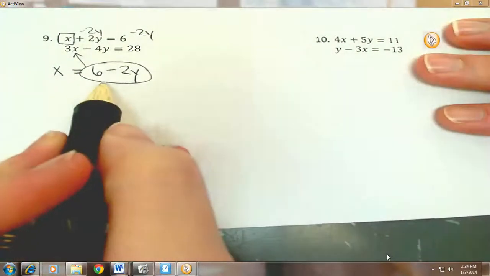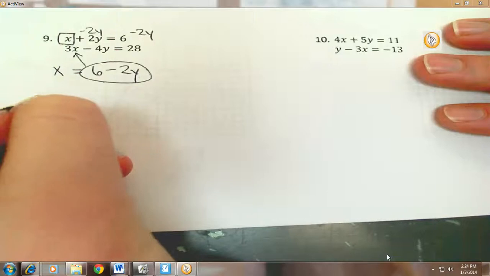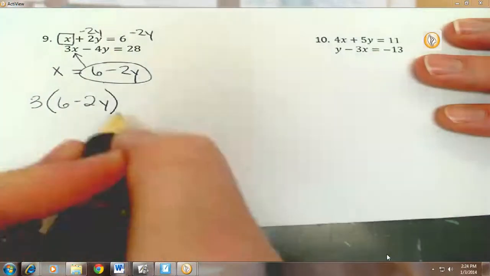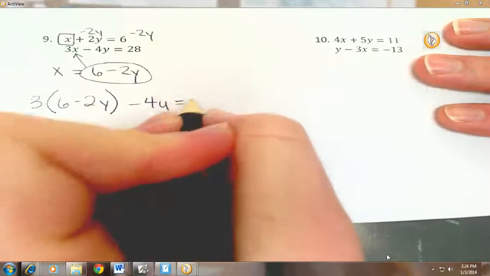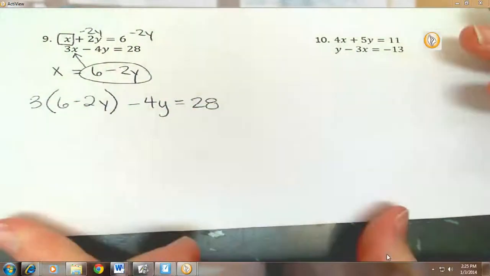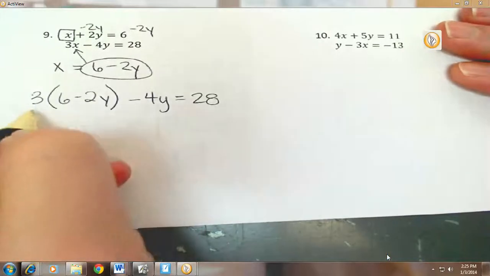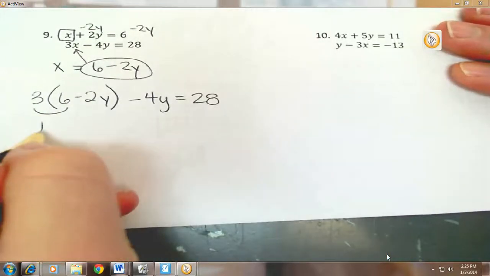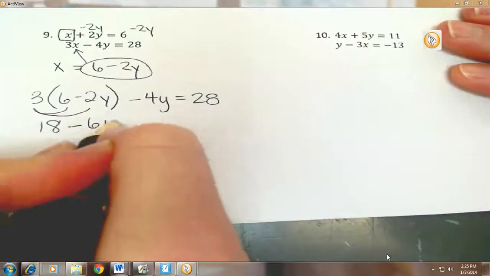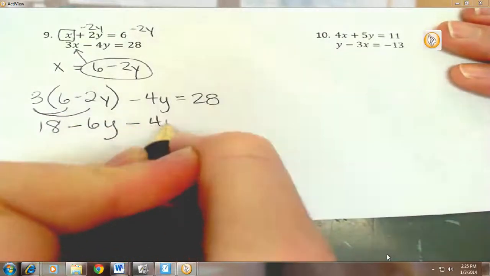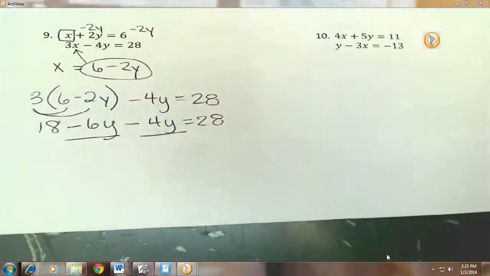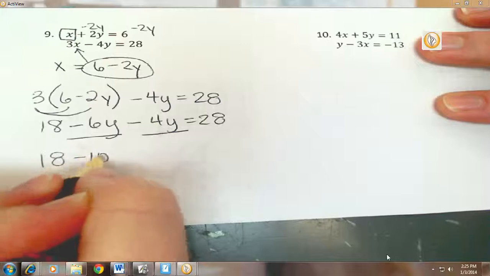So let's substitute 6 minus 2y in for x. We have 3 times. Notice I am using parentheses. I'm using parentheses because I'm substituting in more than one term, and I want to be sure that I distribute that 3 to both the 6 and negative 2y. So go ahead and distribute. 3 times 6 is 18, and 3 times negative 2y is negative 6y. Combine your like terms. Here we have negative 6y and negative 4y, which is a negative 10y.